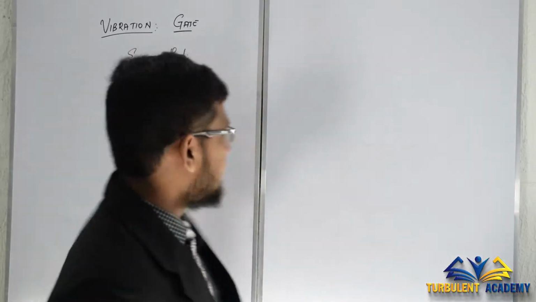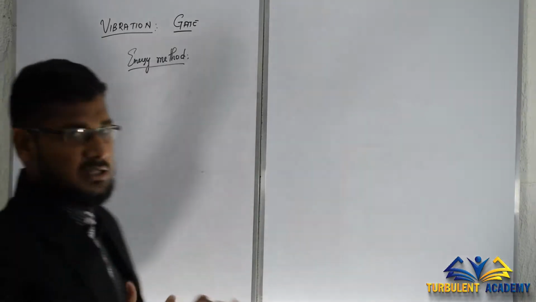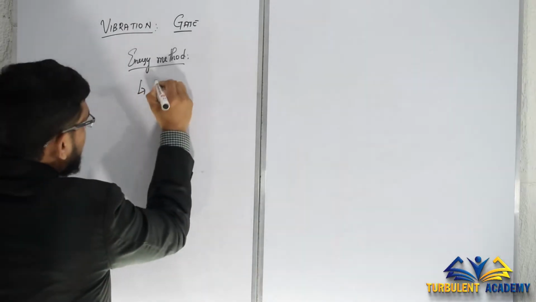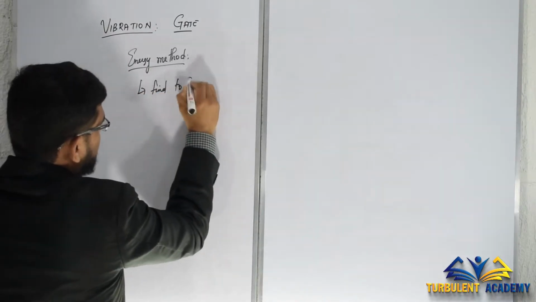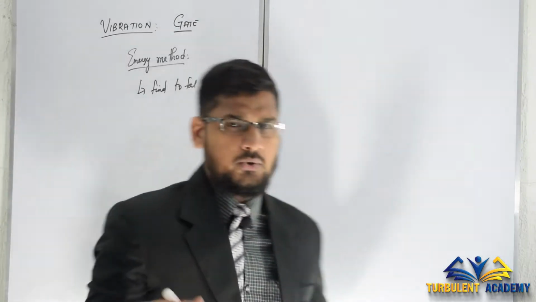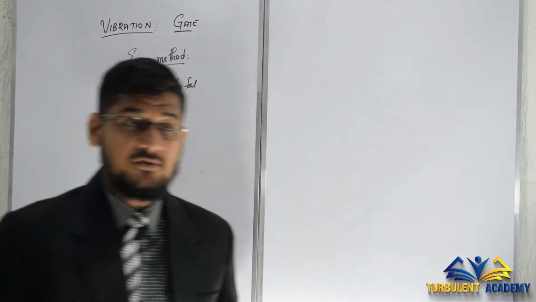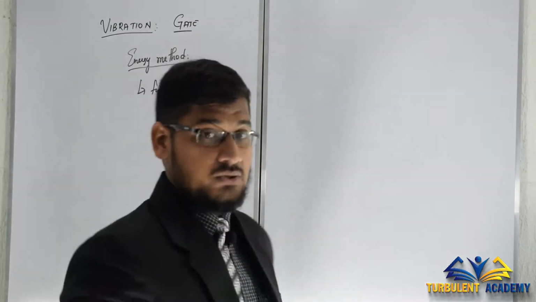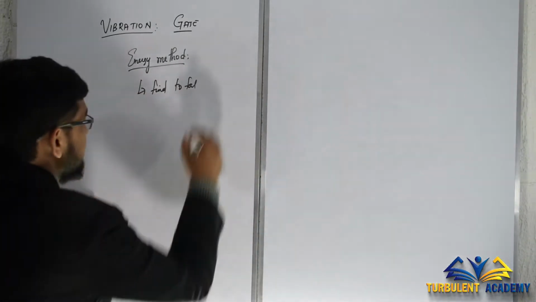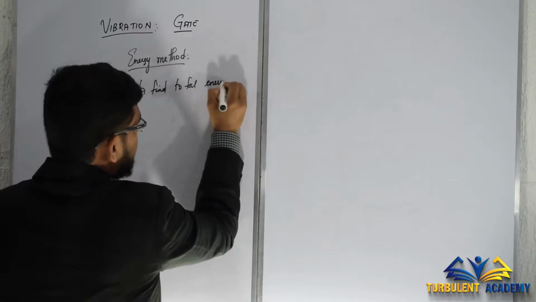Now we'll see the method to solve using this particular concept, the energy method. So first we'll have to find the total energy of the system. What are the energies involved? It might be rotational kinetic energy, it might be linear kinetic energy, it might be energy stored in the spring, and all those. So first we should find the total energy.